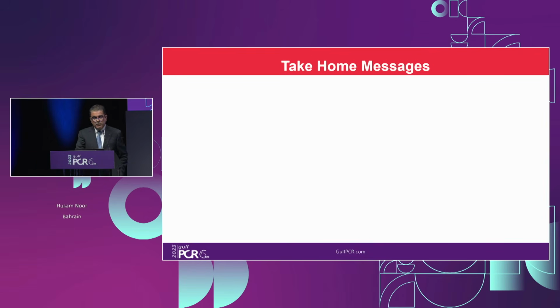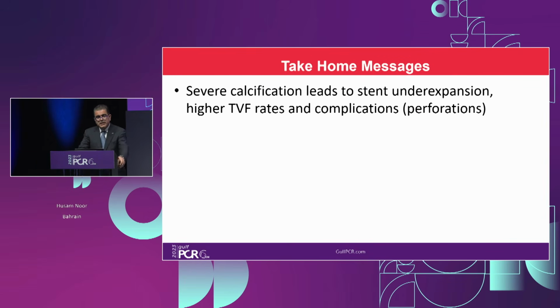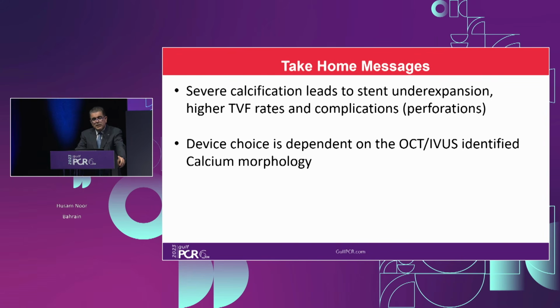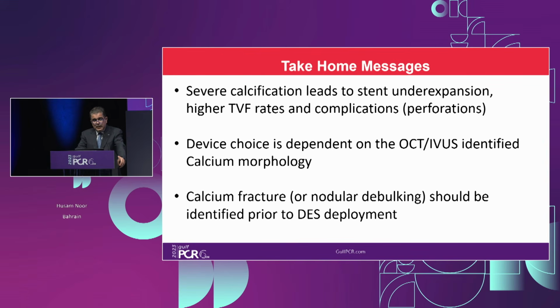So what are my take-home messages? Severe calcification leads to stent under expansion, higher TVF rates, and complications, specifically perforations. Device choice is dependent on the OCT-IVUS identified calcium morphology, and of course, emphasizing the point that calcium fracture or nodular debulking should be identified prior to DAS deployment.